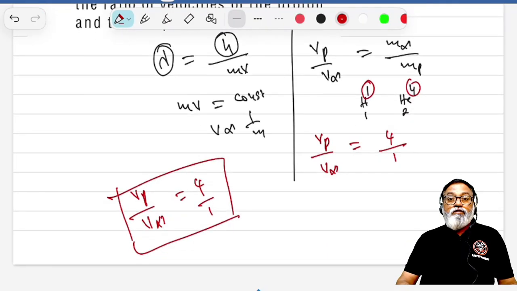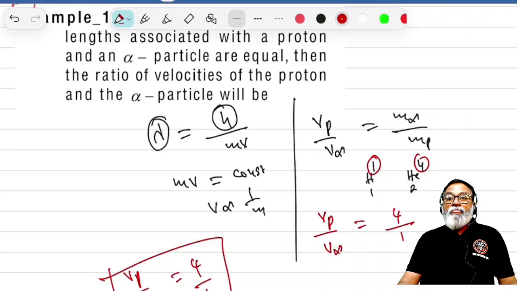See, these are the problems from dual nature of matter and radiation. So, very, very important.